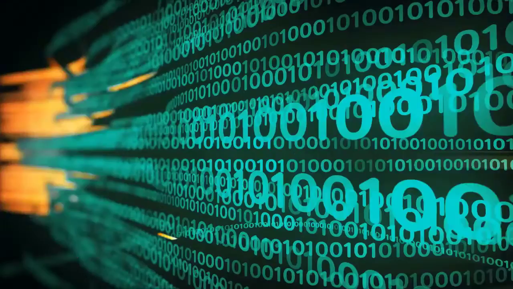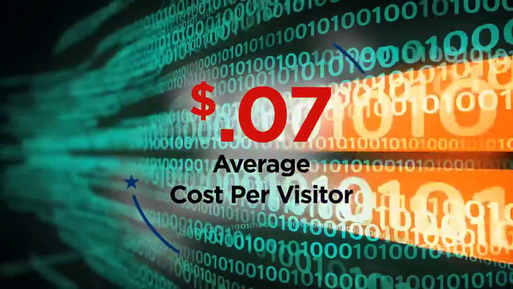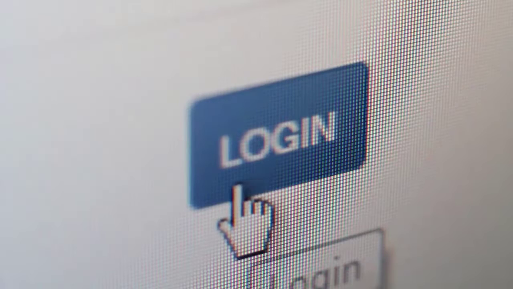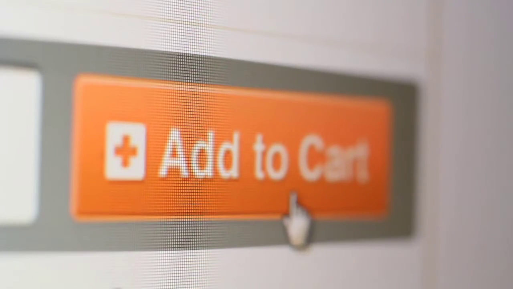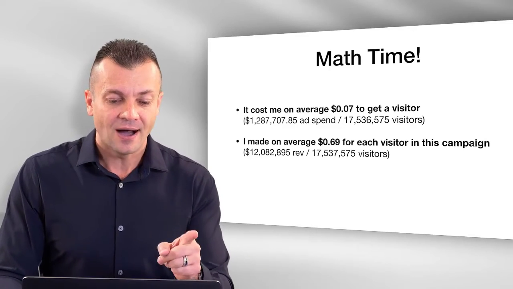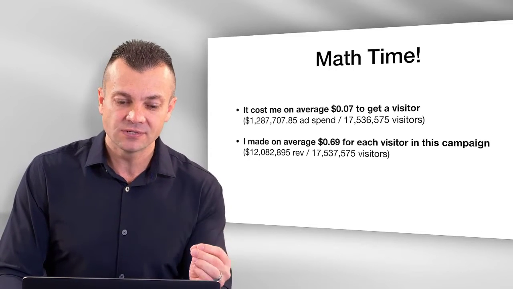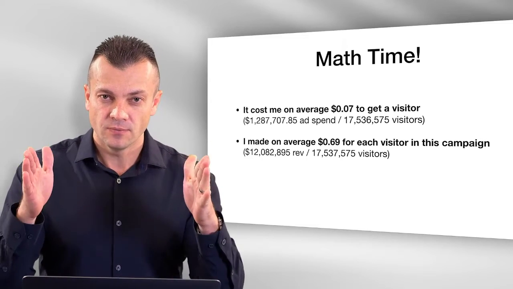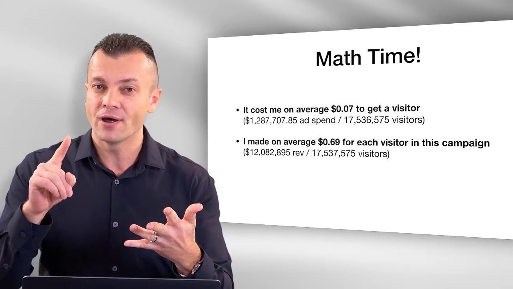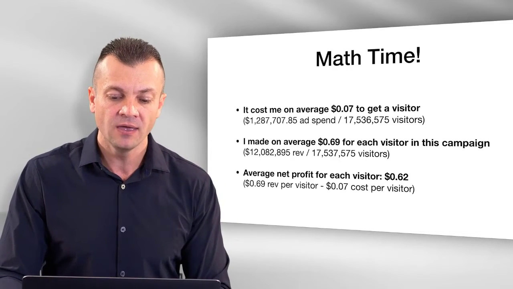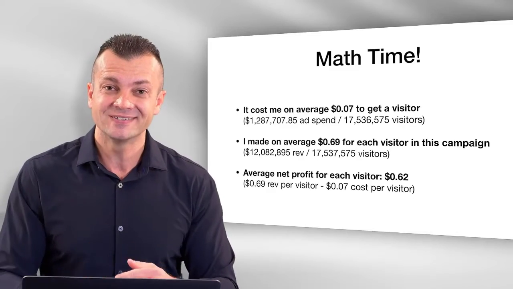It cost me on average 7 cents to get a visitor. Let me ask you a question. Would you pay 7 cents to acquire a visitor to your website, to your product, to your business, to your offer, to whatever it is you're promoting? Could you do that? Of course. Now, I made on average for each one of those visitors 69 cents. So I paid 7 cents and I made 69 cents for every visitor, regardless if they opted in, regardless if they engaged with me or not. Every single visitor was worth 69 cents to me. So my average profit after expenses for each visitor was 62 cents.